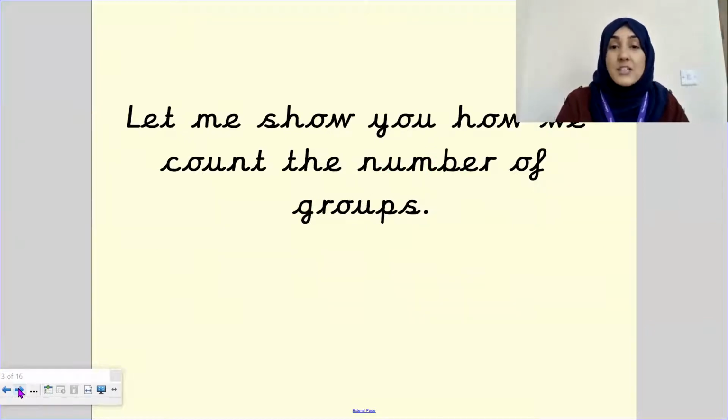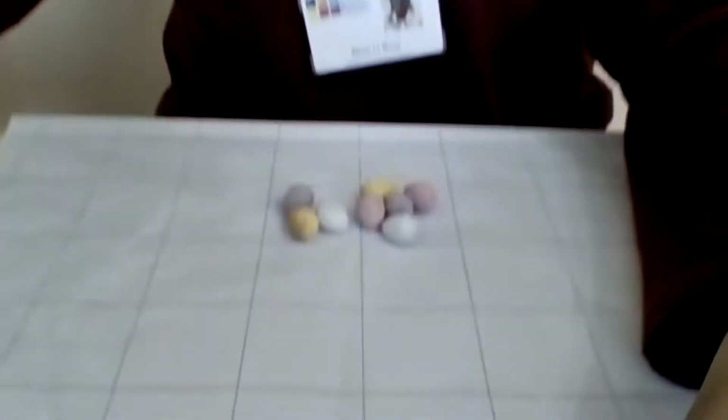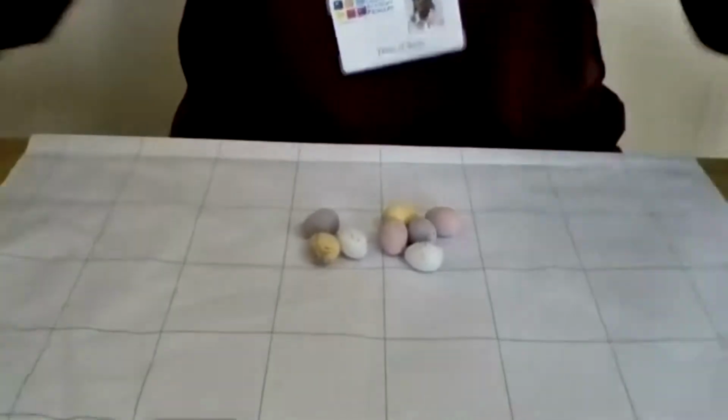Okay, I am going to show you how to make equal groups, or how to count the number of groups. So bear with me, I'll be back in just a flash. Okay, Maris class, I am back, and in front of me I have a few objects. So I'm going to show you. Okay, so in front of me I have some mini eggs.